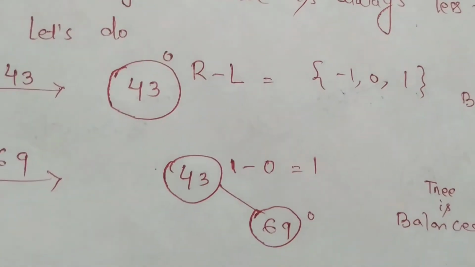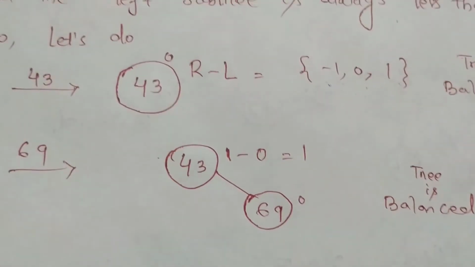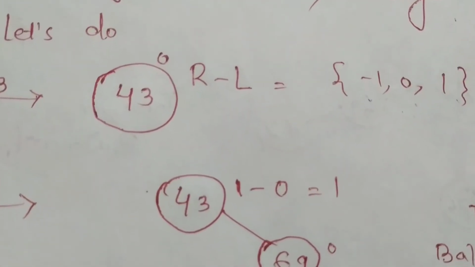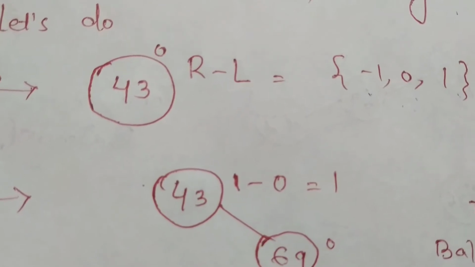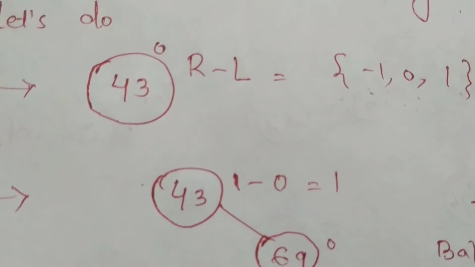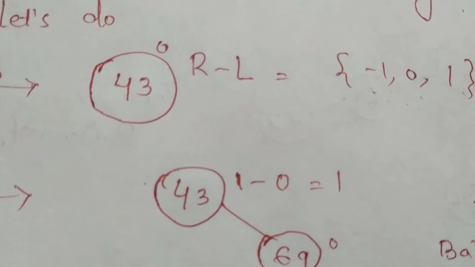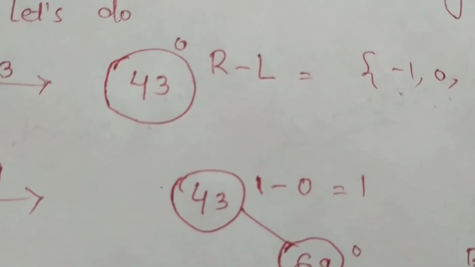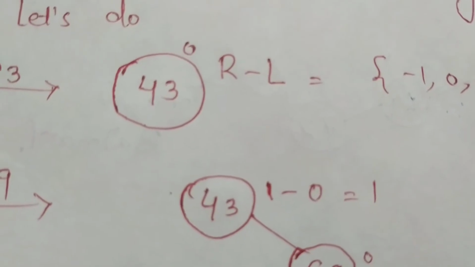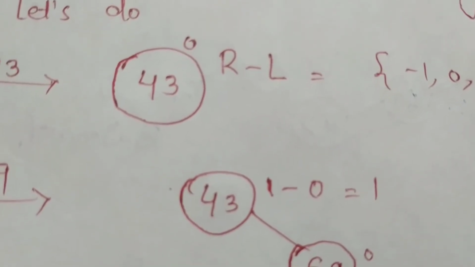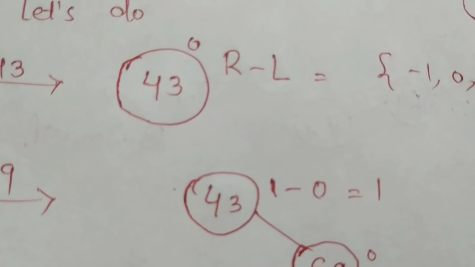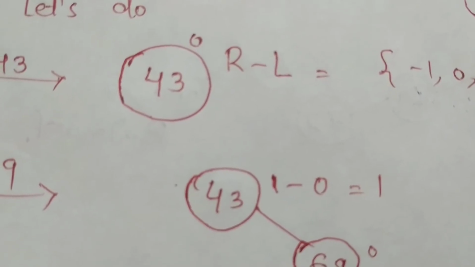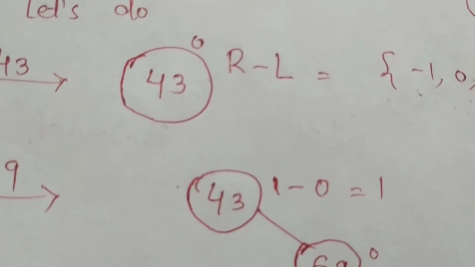Okay, so how to find the balance factor? The balance factor is found by using the formula right subtree minus left subtree, or left subtree minus right subtree, anything we can apply. So 43 becomes the root node. And how to find the balance factor of 43? Here you see, does 43 have any right child? No left child, no right child. So 0 minus 0, that is 0.